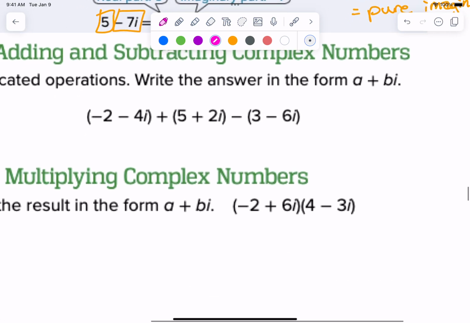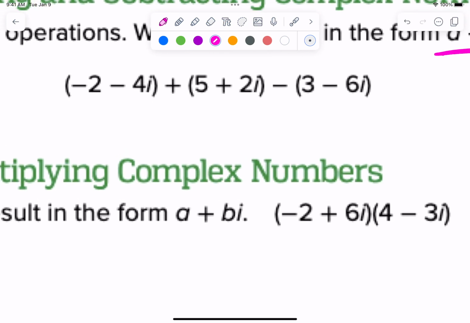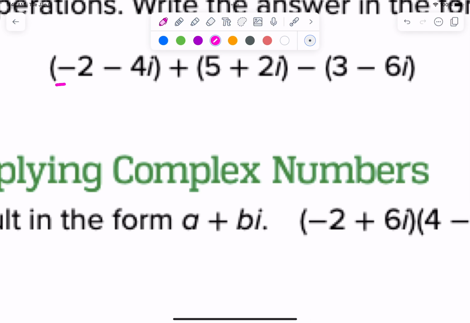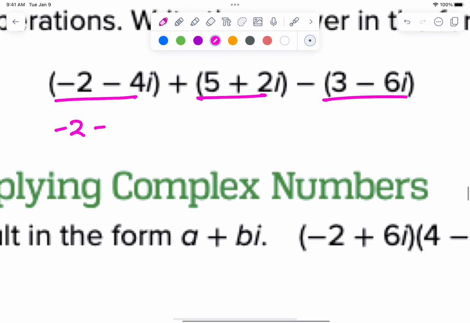All right, next. They want you to write the answer in the form of a plus bi. We're combining like terms. We have 3 pieces. Do you see the 3 pieces? 1, 2, 3. Okay? Negative 2 minus 4i. He's just chilling. The plus 5 plus 2i.